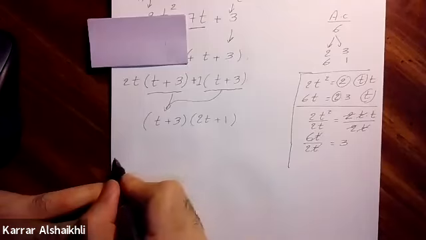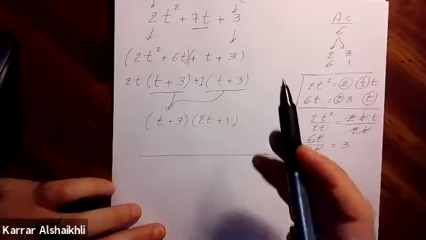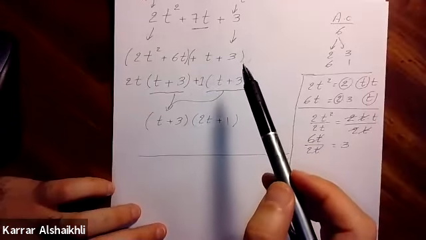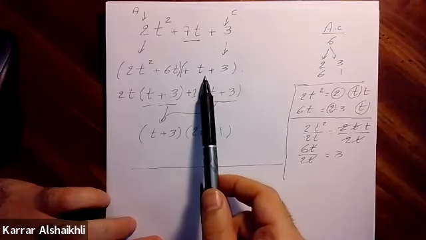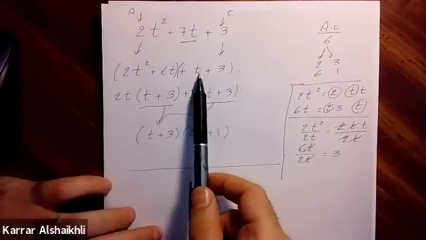Sir, on the second, on the third step, it said t plus 3 there. We divide 2t squared plus 6t by 2, but we don't have to divide the t plus 3 by 2? No, you don't have to divide t plus 3 by 2 because there's no common.